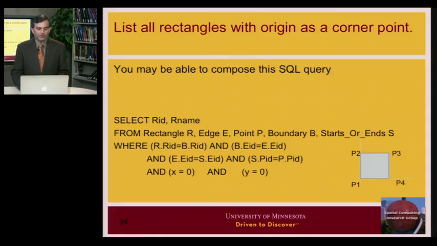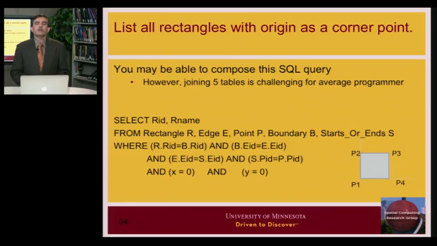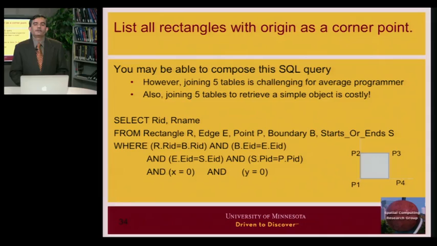But even if you could do that, we should note that joining 5 tables is expensive. It will take a while, and your queries will run slow. In addition, for average programmers, joining 5 tables is not a natural thing. Getting them to join 2 tables is a big step forward. Getting them to join 5 tables means that a lot of programmers won't want to do this. Okay, all right, so this is just the beginning.